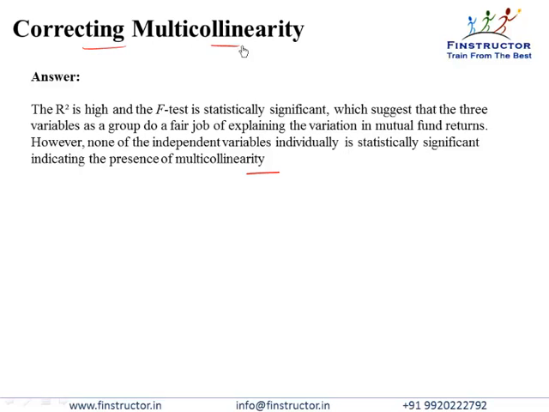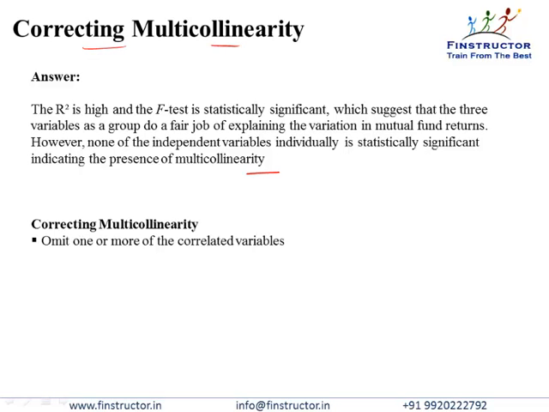So how do we correct for multicollinearity? The method is simple. Omit one or more of the correlated variables. So if two variables are highly correlated, then basically you don't need both of them. Just putting one of them in the regression will suffice. However, this is easier said than done. You will have to one by one remove the variables and then do the testing again until you've eliminated the problem of multicollinearity.